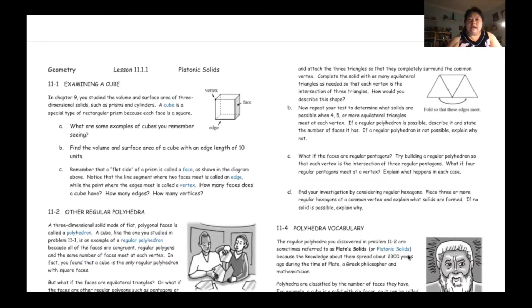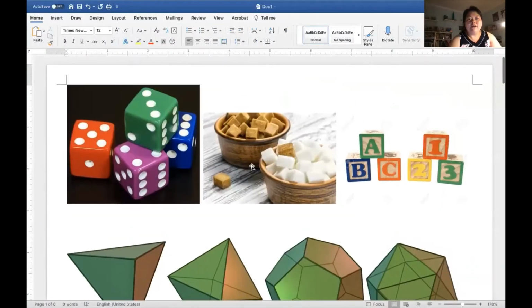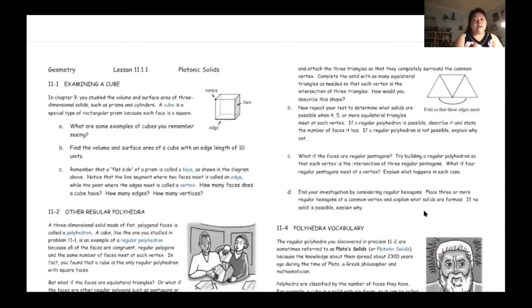So some things that I found, and let me share with you, that I've seen around the house, right? So I've seen dice, or cubes. These are cube sugar. We probably don't see them as much now. And blocks. When my kids were young, I definitely saw a lot of these, right? So these are just some common items that we see almost every single day that are cubes. Let's write down some of the common items, right?